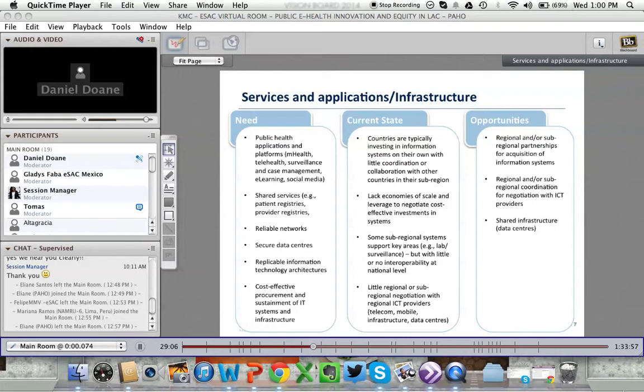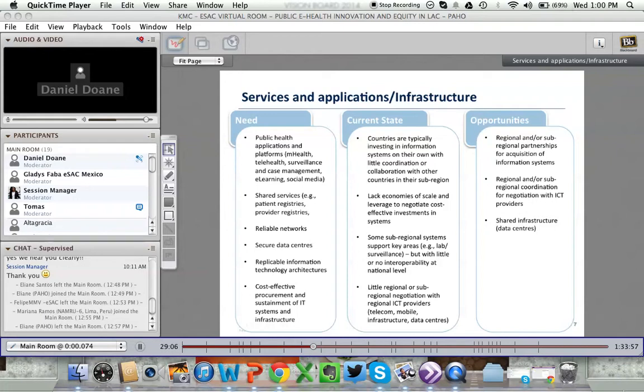There are certainly systems in the region right now that support information on the sub-regional level. Certainly Lab is one of them, but we don't yet see those being fully interoperable with systems that are at the local or national level.